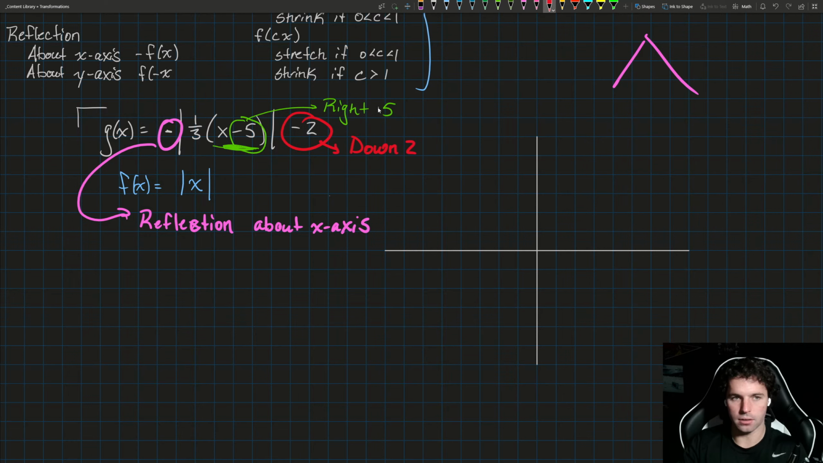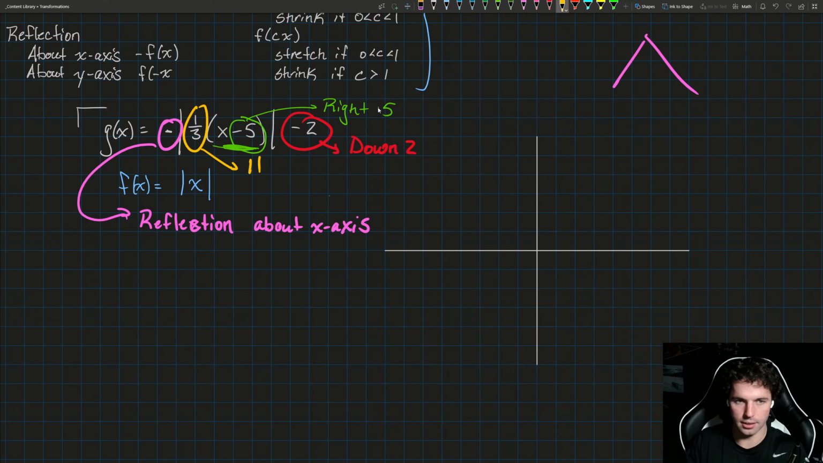But then we have this other thing in here. Let's do orange, I guess. We still have that thing, which does something. Okay, and it's inside our function, right? It's inside the absolute value bars. It's going to be less than 1, so it's going to be a horizontal stretch.